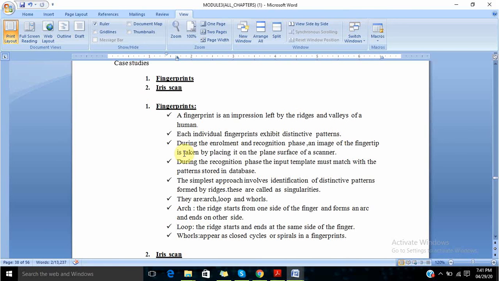During the enrollment and the recognition phase, an image of the fingertip is taken by placing it on the plane surface of a scanner. This step is just telling you how the fingerprint mechanism works. We simply keep our thumb on the scanner, and the scanner scans our fingertip and recognizes the pattern. So that is how it works.